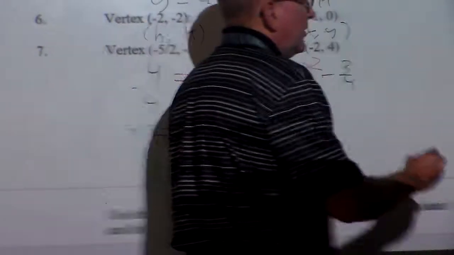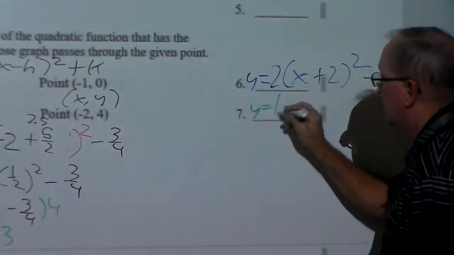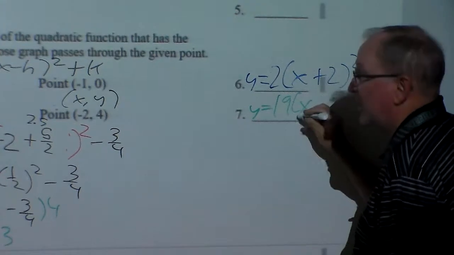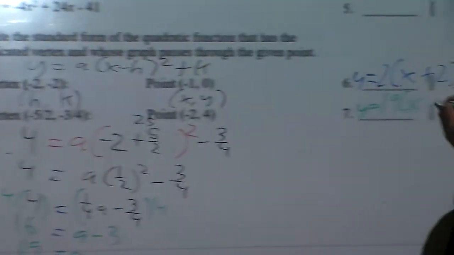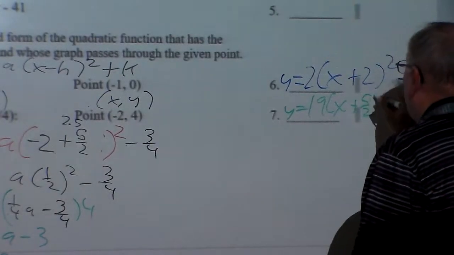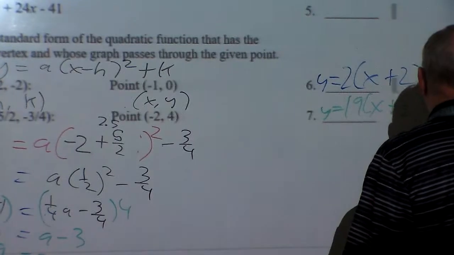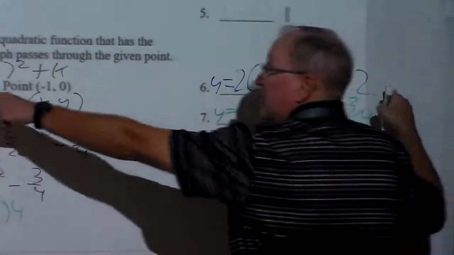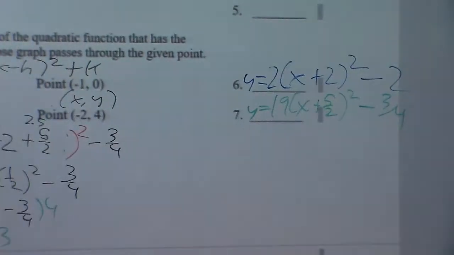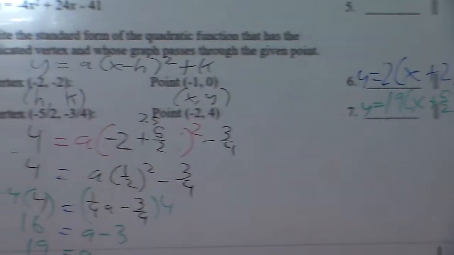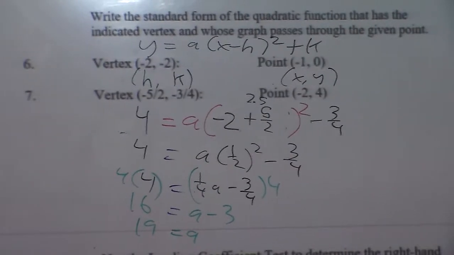19. So when I come over here, y equals, what's a? 19 times x. And it's not the h, not minus, it's opposite, so it'll be plus 5 halves, squared. And minus 3/4. Notice the k is already given to you. The h is already given to you, right? In the problem, all we have to find is a. And then we have the answer. All right? That's it. That's all the harder it is.